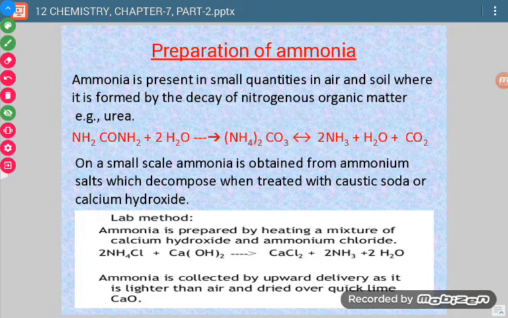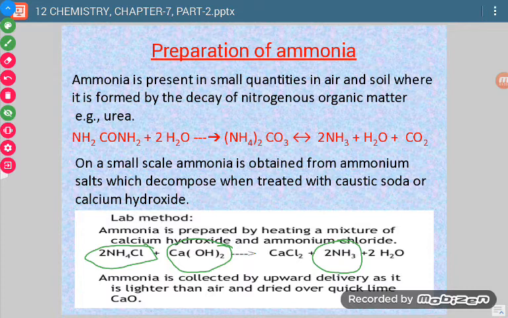Now, if you have to prepare a very small quantity of ammonia, then such a method is called the laboratory method. For obtaining ammonia in small amounts, we take ammonium salts which are decomposed by some base. Now see here, it is the lab method, and how we prepare it: ammonium chloride is treated with calcium hydroxide, and this gives ammonia.